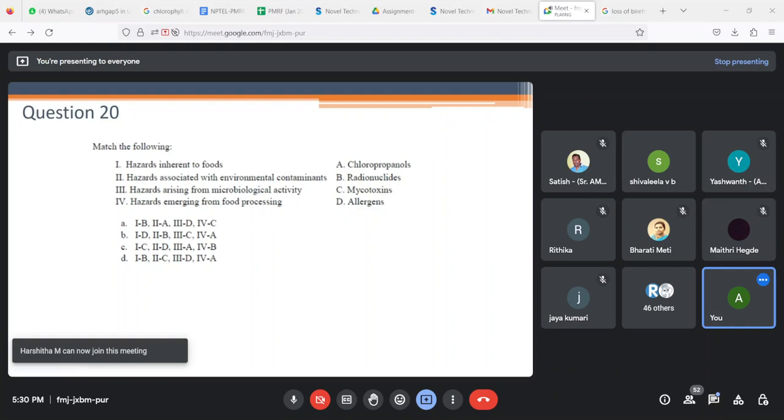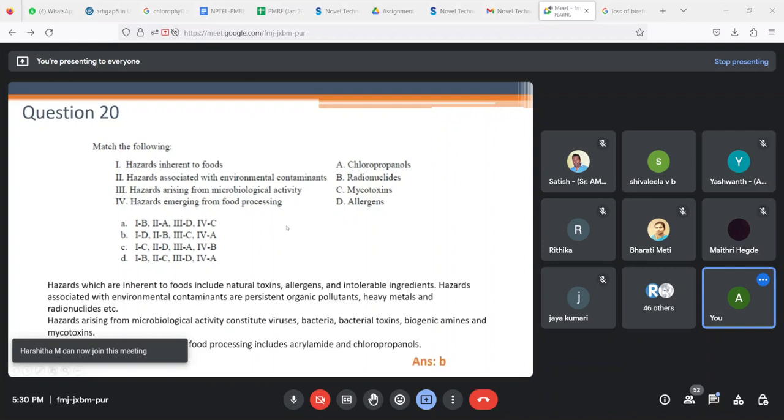So we need to ensure that all our food processing techniques use chemicals that are either fit for consumption themselves or do not produce such side effects or byproducts. So the answer to this question is option B.